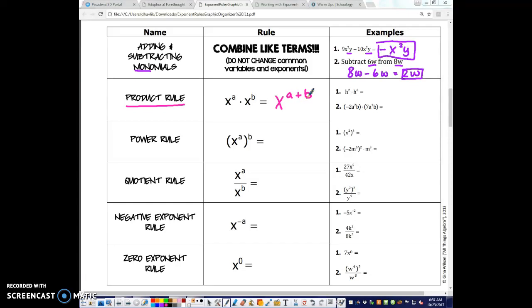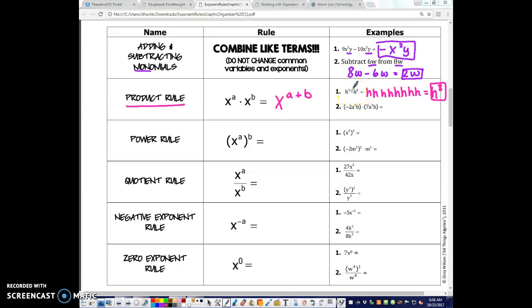Sometimes that can be hard to see, so what I want you to do is actually to write it fully out. So this is h to the 2nd power, so you put 2 h's. Then this is h to the 6th power, so put 6 h's. 1, 2, 3, 4, 5, 6. How many h's are there total? 1, 2, 3, 4, 5, 6, 7, 8. So that's h to the 8th. However, you also could have just added 6 plus 2 is 8.